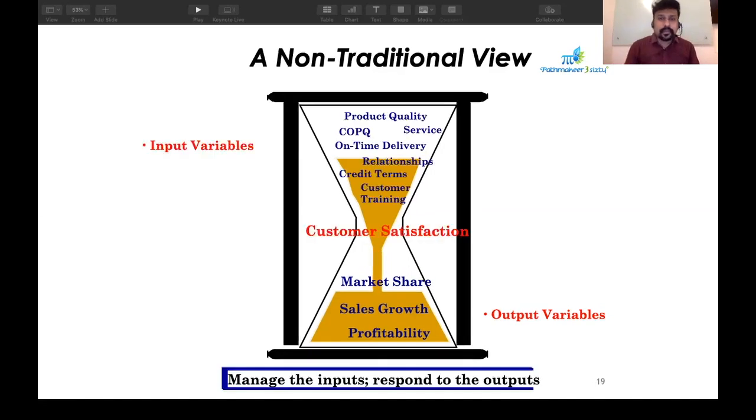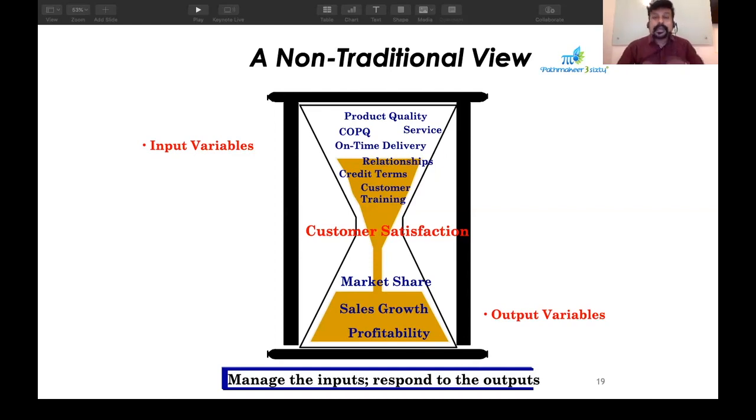Yes, this is a non-traditional view that we are seeing in Lean Six Sigma. Don't focus on the outputs. Focus on the input. What's the input? Quality of your product, cost of poor quality, a better service, better relationship, better training, better customer relationship, on-time delivery of products, better credit terms. When you give all these inputs to your product, what happens?